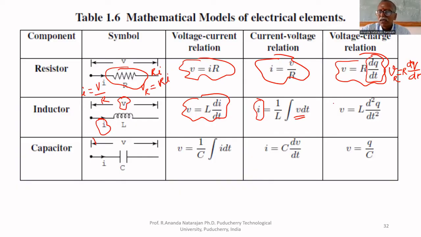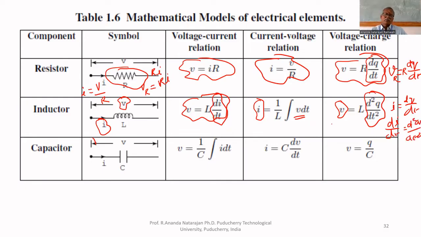If you consider current I equal to dq by dt, then di by dt becomes what? What is the derivative of current? d square q by dt square. Therefore, we can write voltage across the inductor as L d square q by dt square, because I equal to dq by dt. If we differentiate, di by dt equal to d square q by dt square.